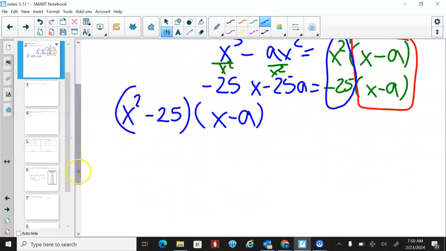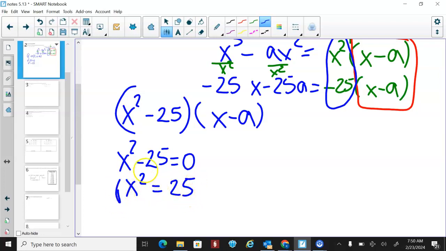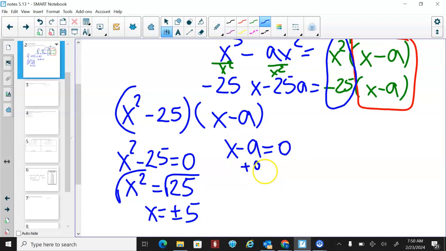Now, I have to set it equal to 0 to solve for x. So x squared minus 25 equals 0. I'm going to move 25 to the other side. X squared equals 25. I'm going to square root both sides. X equals plus or minus 5. And now here, x minus a equals 0. I'm going to add a to both sides. X is equal to a. So these are your 2 roots and 2 zeros.